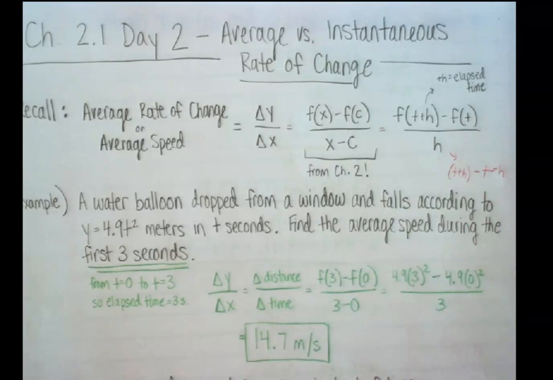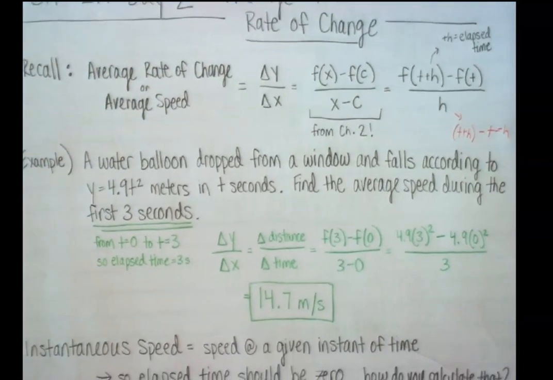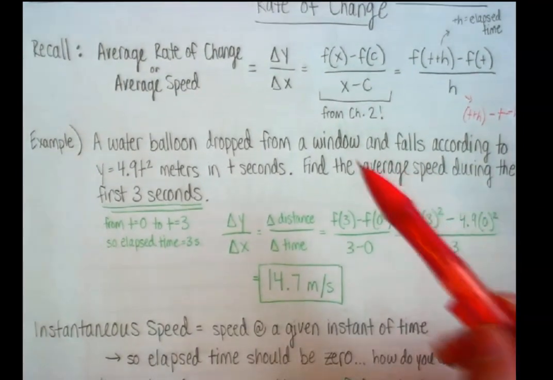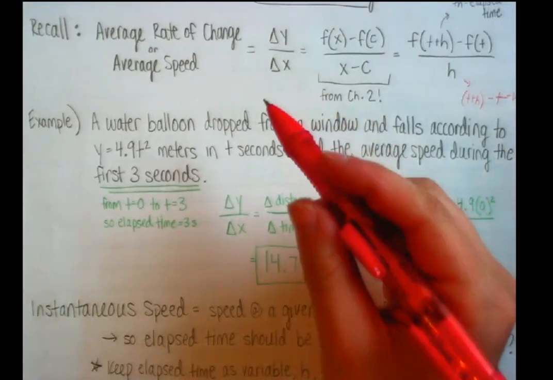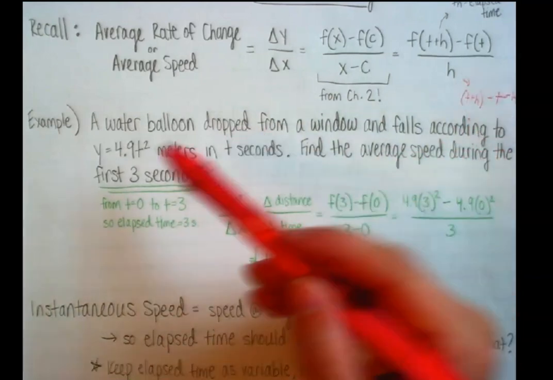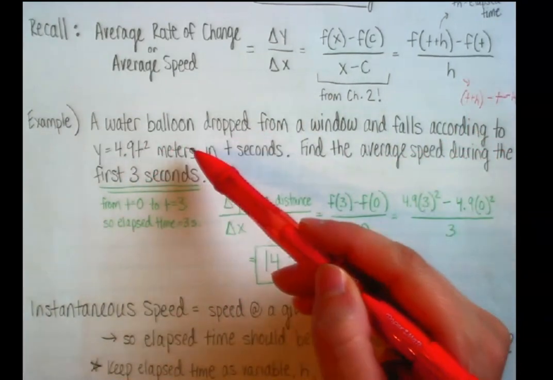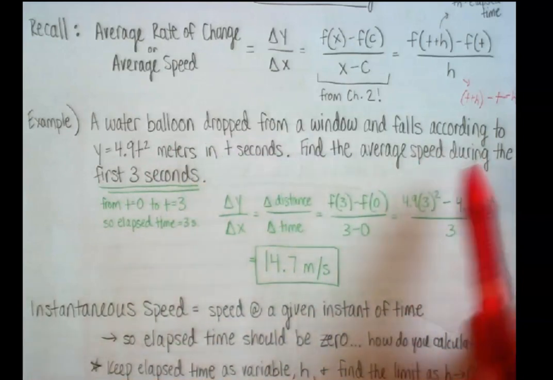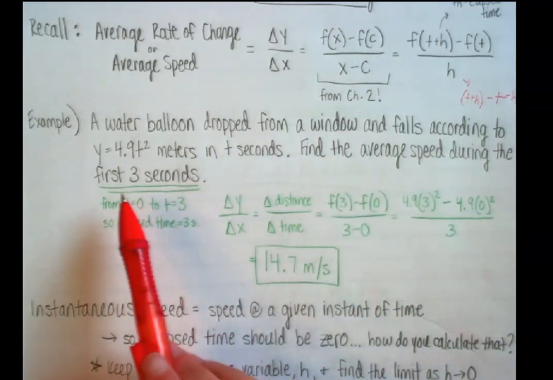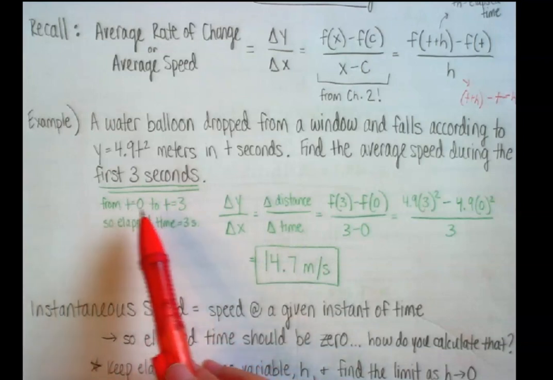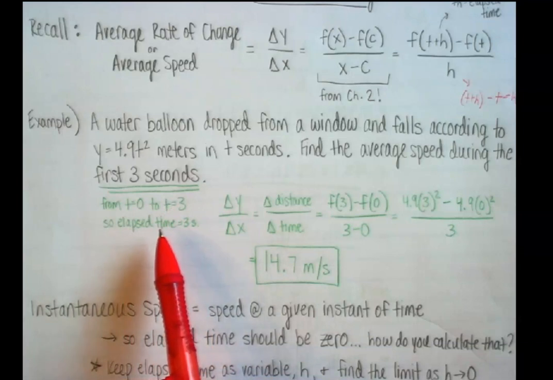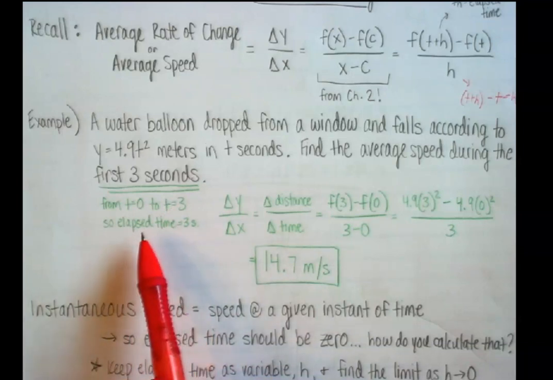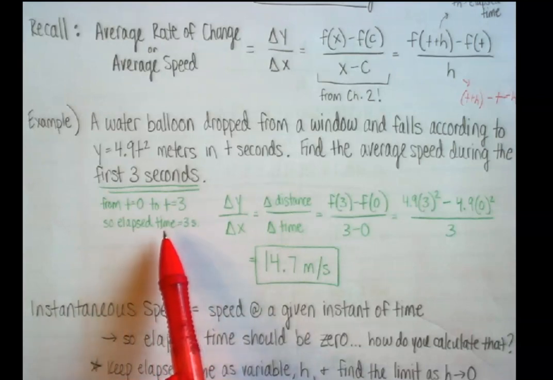Okay, so to give you a quick reminder of how average speed works, that's what this first example is. A water balloon is dropped from a window and falls according to y equals 4.9 t squared meters in t seconds. Find the average speed during the first 3 seconds. So first 3 seconds, that's like using t equals 0 to t equals 3. Or if it's helpful, you could imagine the elapsed time would be 3 seconds. So t would be 0, and the h, the elapsed time, would be 3.